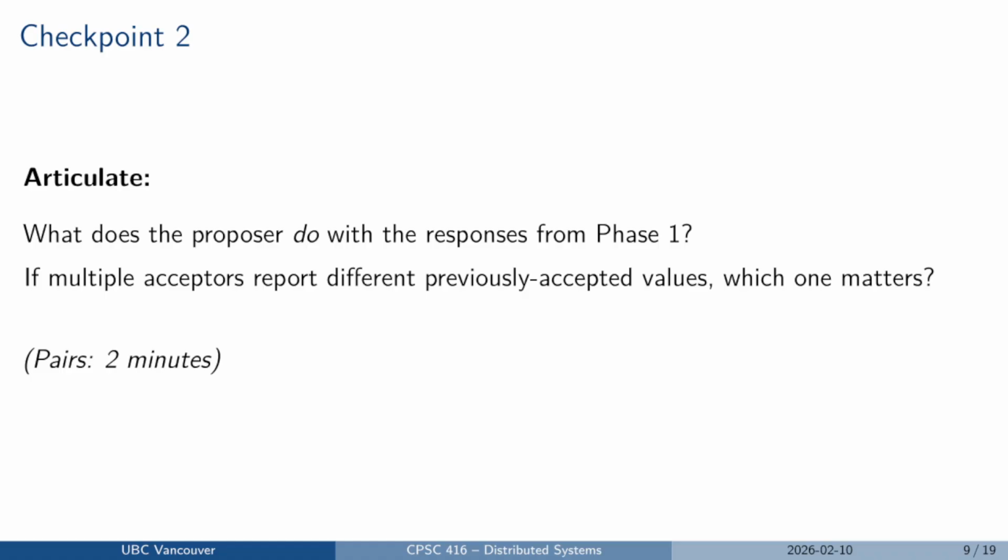What does the proposer do with the responses from phase one? What happens if he gets different previously accepted values? Which one actually matters? Maybe it's like the promise part that we talked about. It's like none of the values really matter other than the highest one.